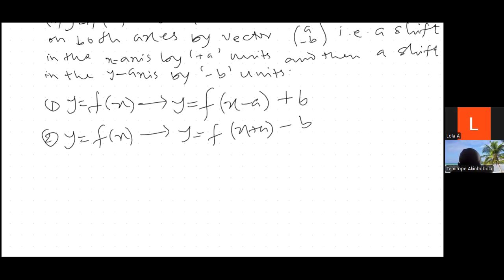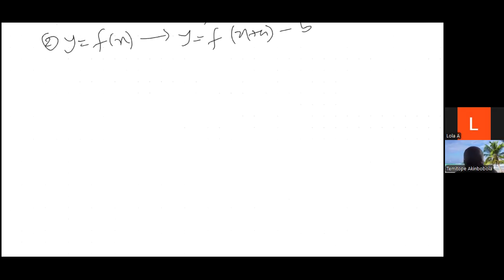And what about number two? A shift in the x-axis to the left and a downward shift in the y-axis. Very good. So number two simply means translation in both axes by vector minus a, minus b, while number one is translation on both axes by vector a, b. Very good. So we can now consider examples, because it's important you understand the principle. So let's see examples.